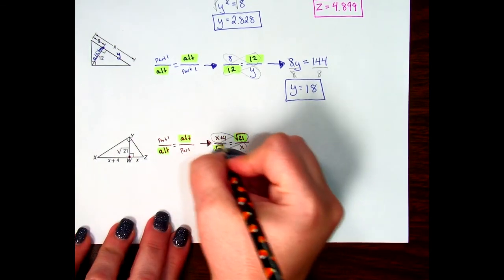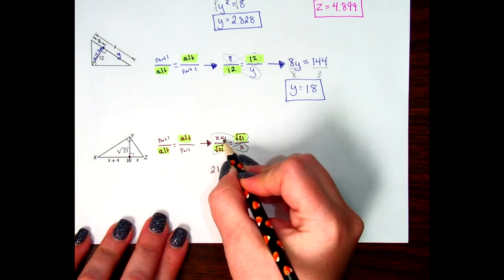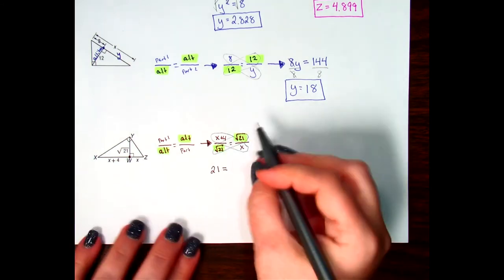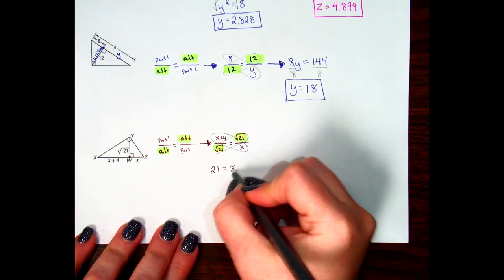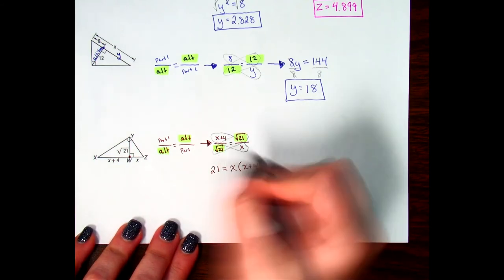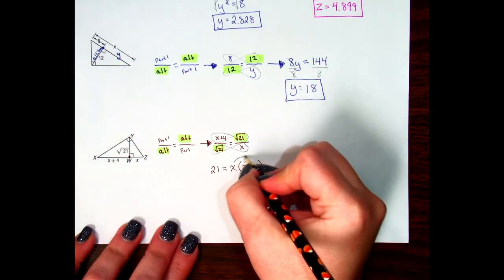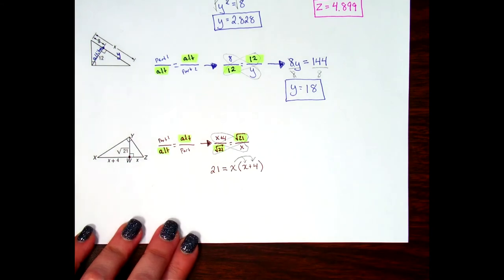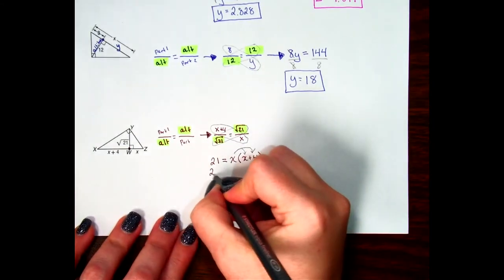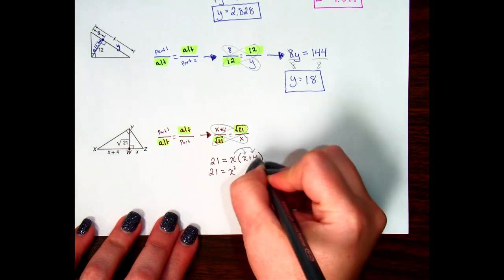Okay? That's going to equal, so now I have to multiply this. And remember, when you have two terms in a numerator or a denominator, you have to put it in parentheses. So I'm really multiplying x times the whole thing, x plus 4, because that is how we don't forget that we need to distribute this x. So I really end up with 21 equals x times x and x times 4.